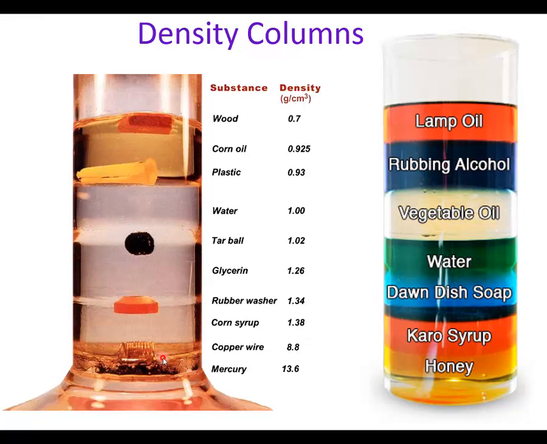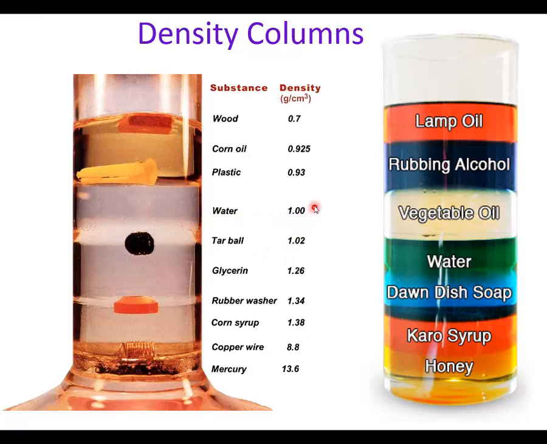Okay. Now we could take corn syrup, which is less dense than both the mercury and the copper. It would layer next. If we take a rubber washer with a density of about 1.34 grams per centimeter cubed, it would layer on top of the corn syrup. And then if I take glycerin with a density of 1.26 grams per centimeter cubed, it would be on top of the rubber washer and the corn syrup. Then we see a tar ball here is floating on top of the glycerin. It has a density of 1.02, which is just slightly greater than that of the water above it, with the density of 1. So here's our water layer.